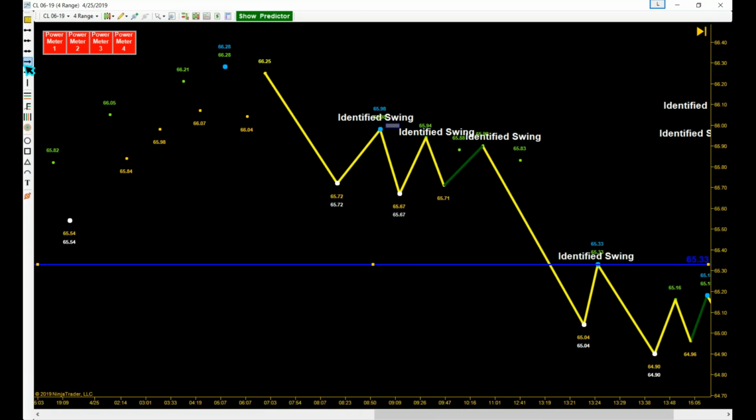Not letting me grab my arrow line. Still not letting me grab my arrow line. What's the deal?